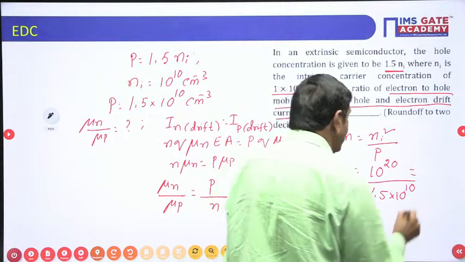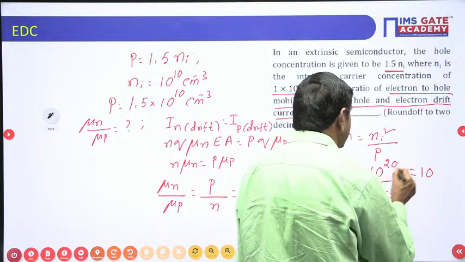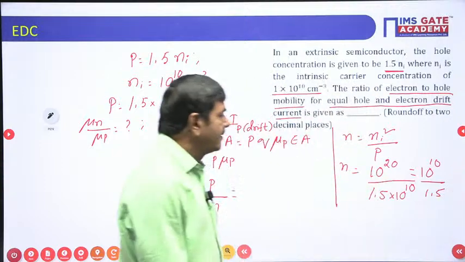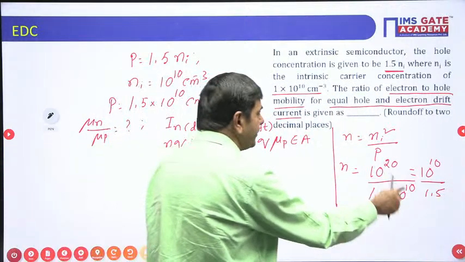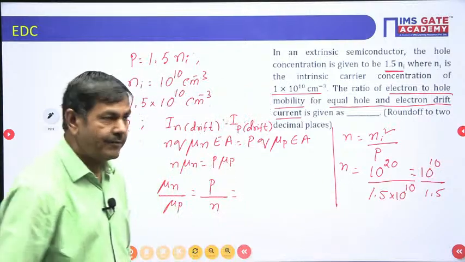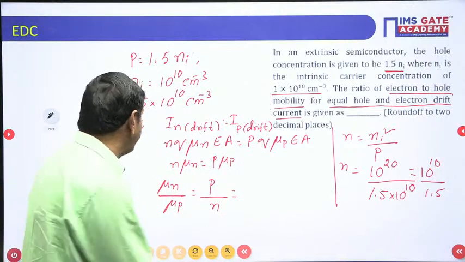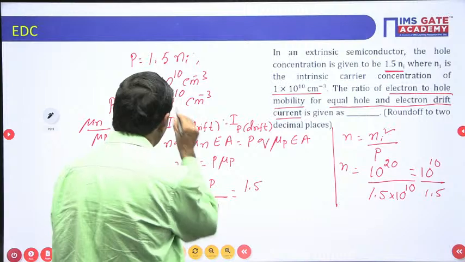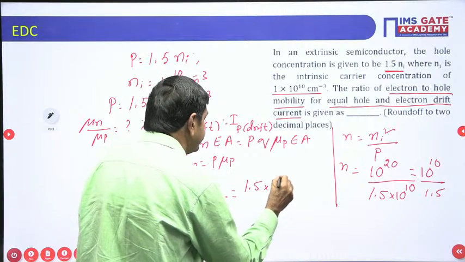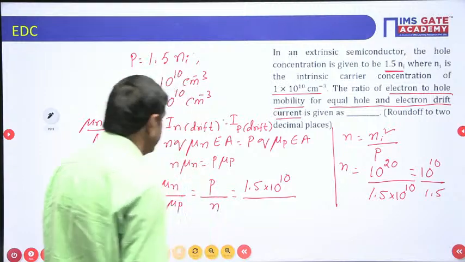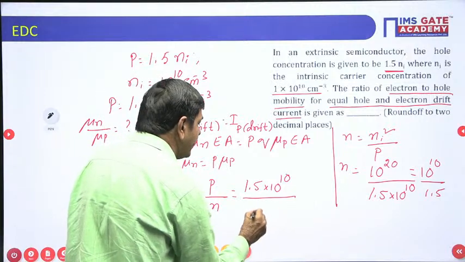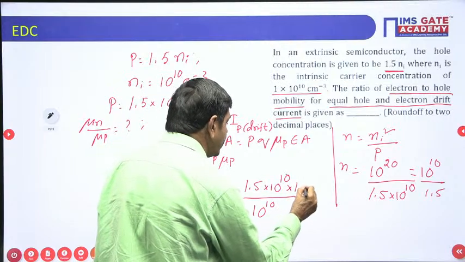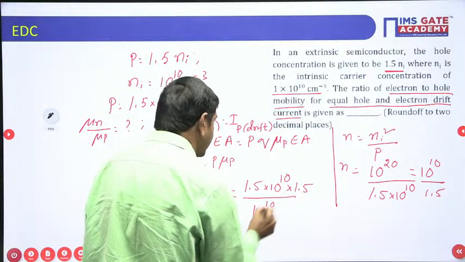This can be written as 10 power 10 divided by 1.5. The bases are equal, so the powers are 20 minus 10. I can put 10 power 10 by 1.5. Now I can substitute here. P is nothing but 1.5 into 10 power 10, divided by N. N is nothing but 10 power 10 divided by 1.5. 1.5 goes to the numerator, and 10 power 10, 10 power 10 cancel here.